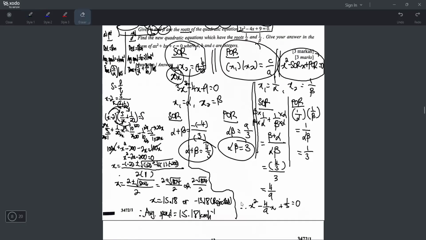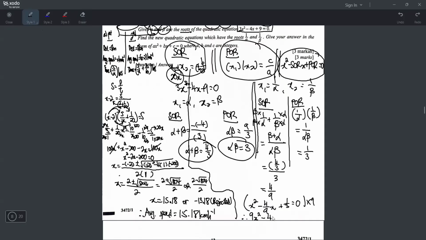But don't write your answer like this, because I have fractions, right? So how can we get rid of the fraction? You make the denominator the same. So this one is over 1. So what I can do is just take everything times 9. Because when you do that, the 9 and the 3, you can get rid of the fraction. So you become 9x squared.